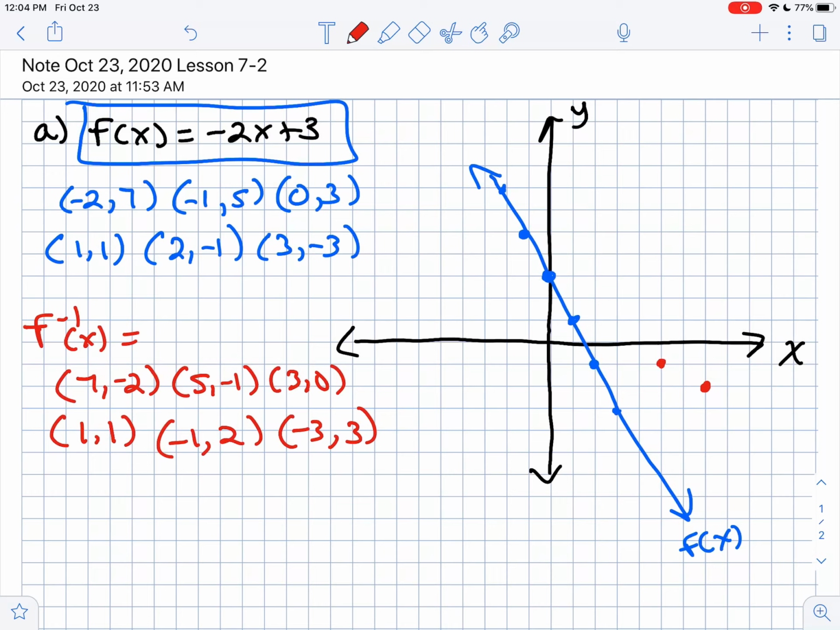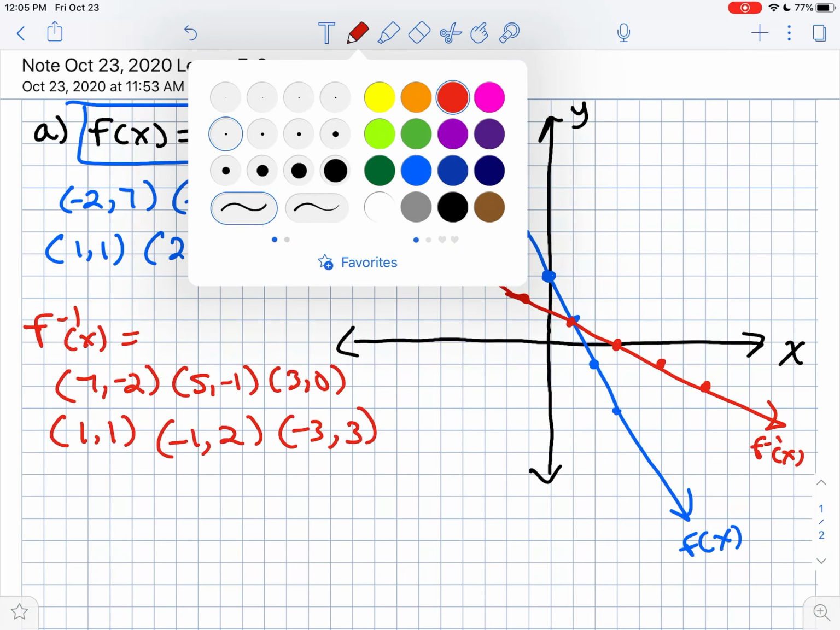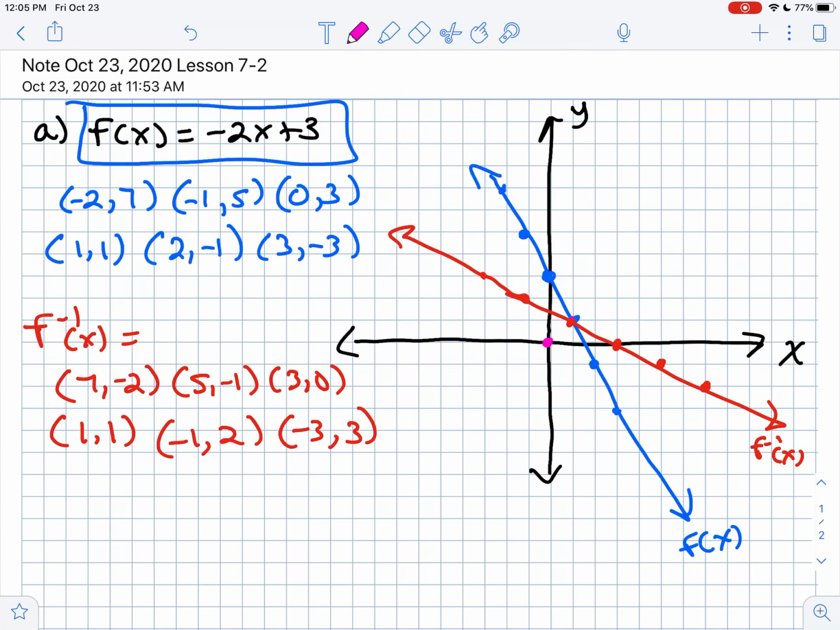7, -2, and 5, -1, and 3, 0, and 1, 1. I told you that would be the same. And then -1, 2, and finally -3, 3. And this is going to be our f inverse of x.